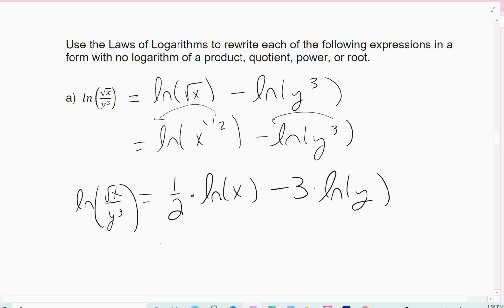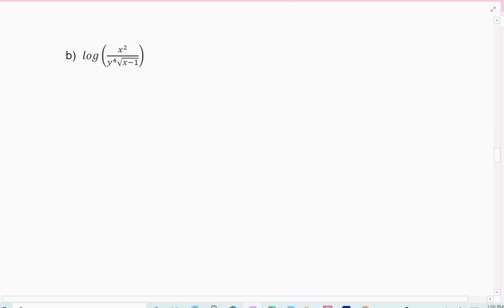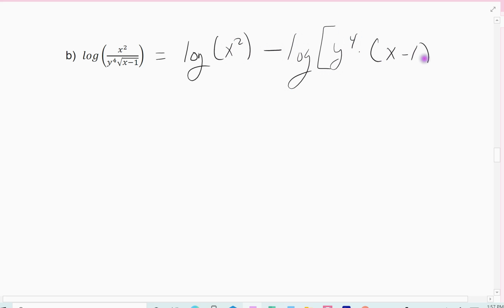If you graphed those two functions, either the condensed form or the expanded form, they'd be exactly the same. Alright, next example. Log base 10, but again, it would be true if it was any base. So I've got log base 10 of x squared divided by y to the 4th times the square root of x minus 1. The first thing I do is get rid of the big fraction. So I rewrite this as the log of the numerator, which is x squared, minus the log of the denominator, which would be y to the 4th times the square root of x minus 1. I'm going to go ahead and change the root to x minus 1 to the 1/2.